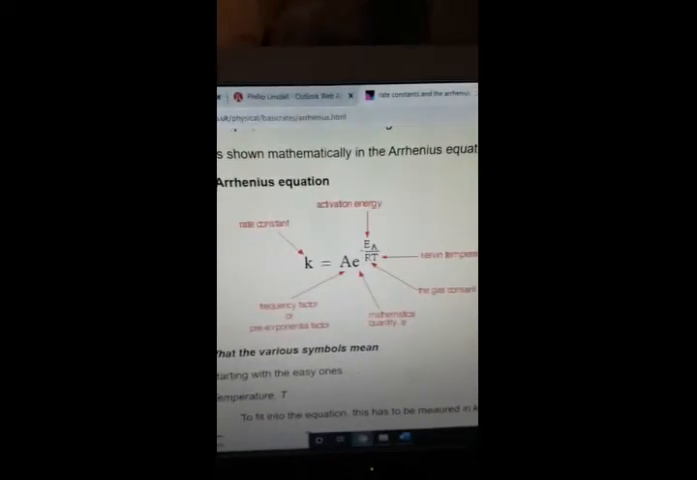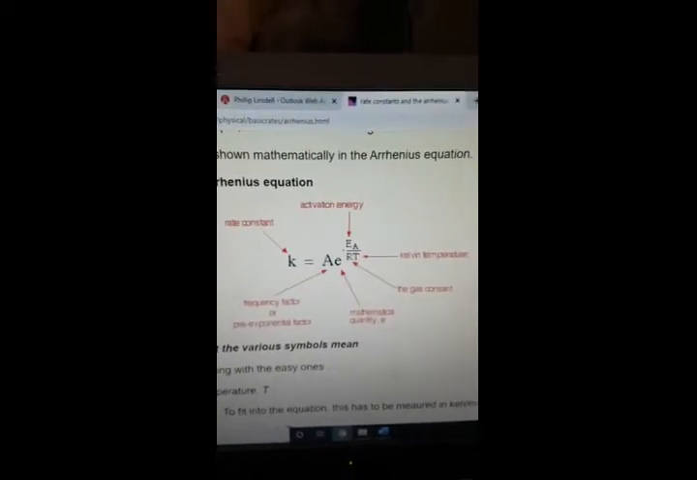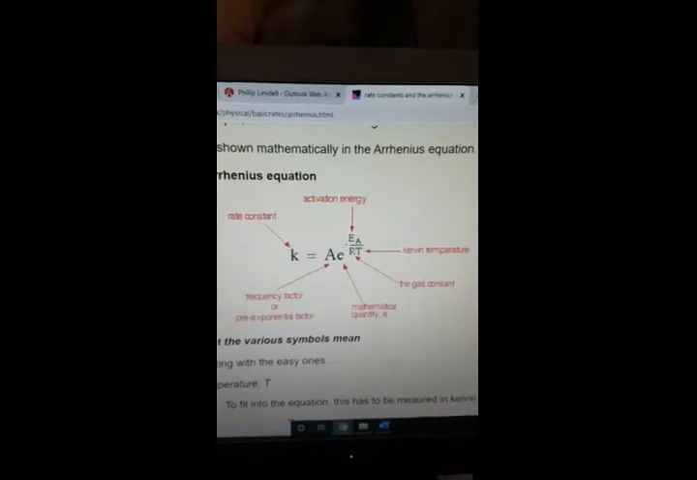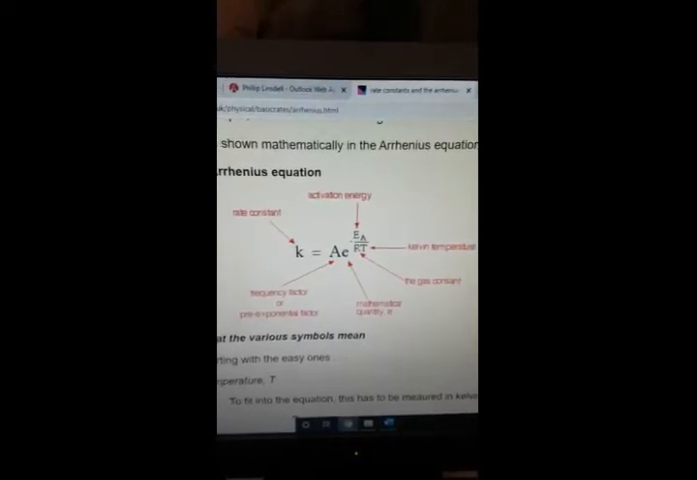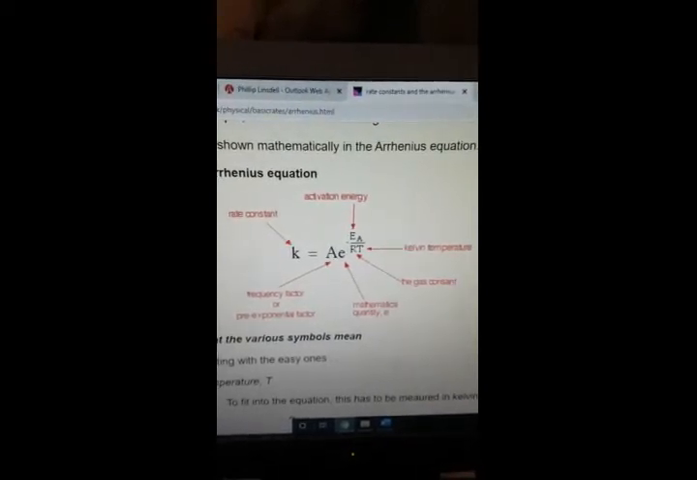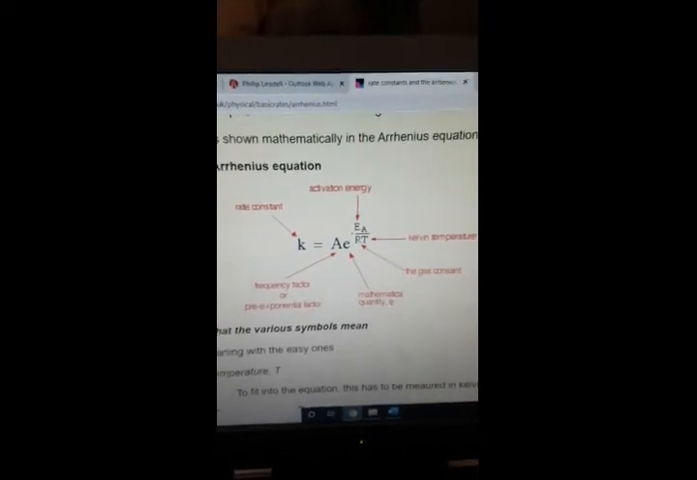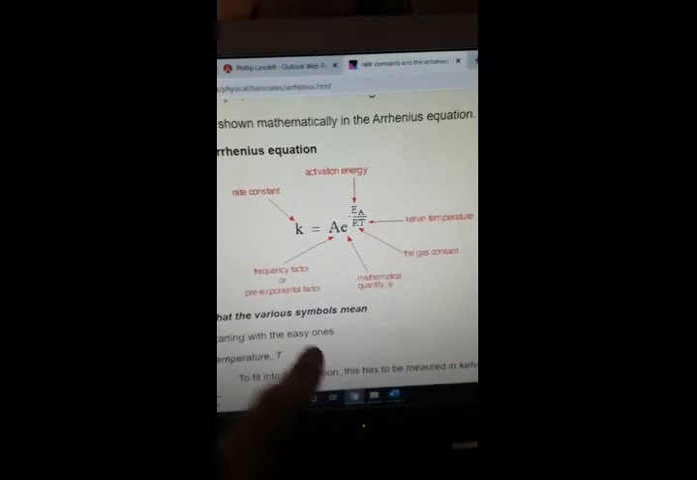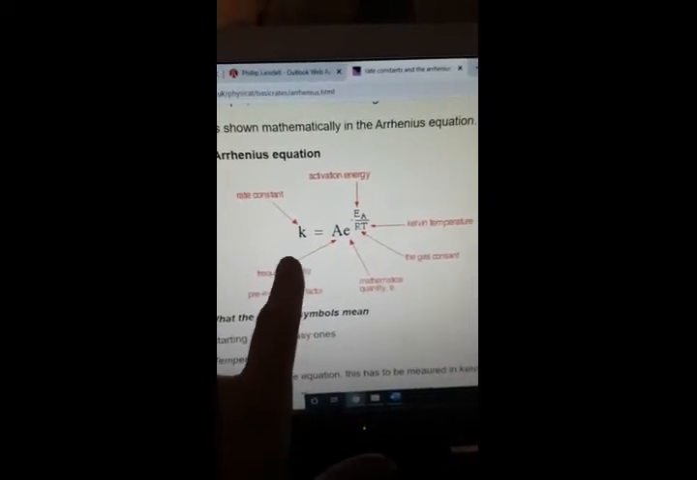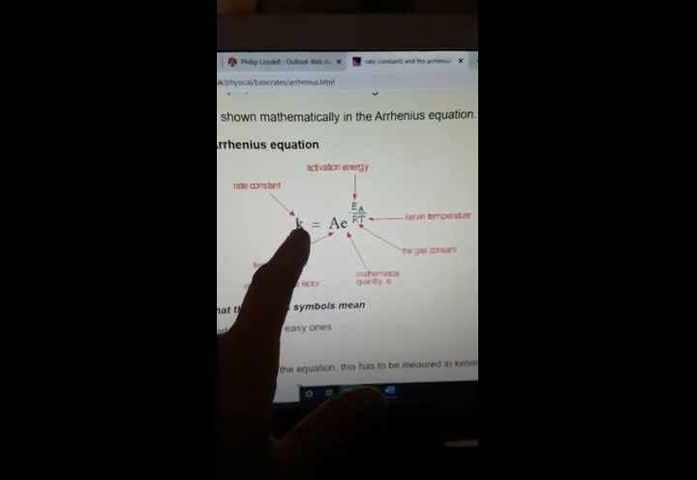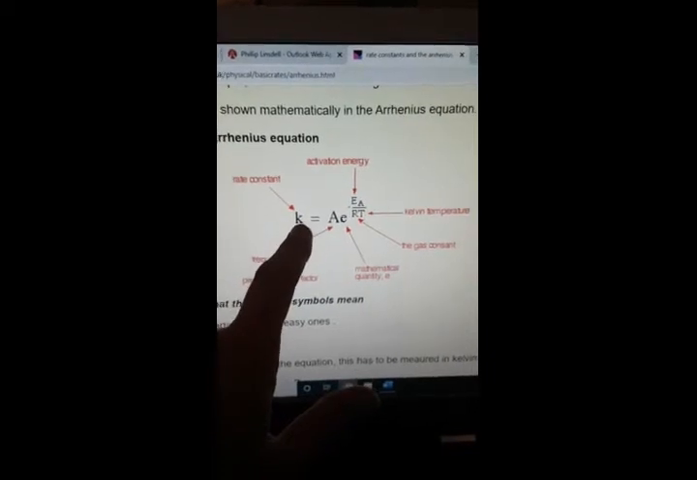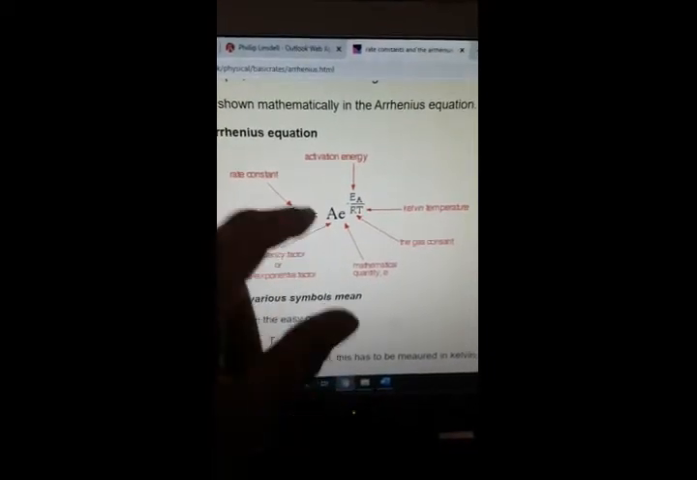Let's start with a quick look at the equation itself. I'm filming here the Chem Guide webpage. I'll send you a link to this in the email as well. This is the Arrhenius equation itself. You can see various components all listed here. K, the rate constant, we're familiar with that.